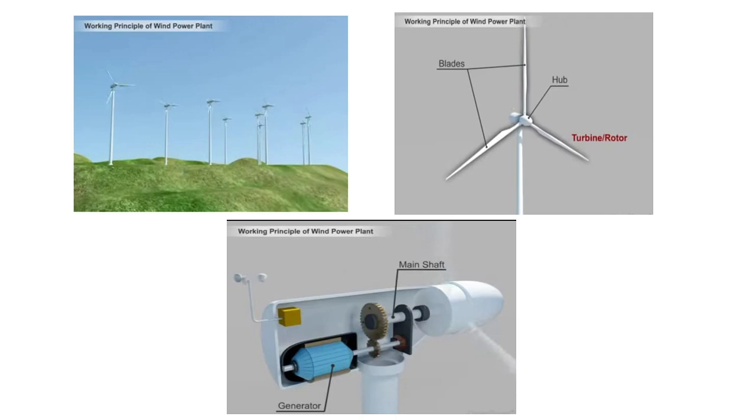Unlike fans, turbines use the wind and generate electricity. The hub and blades are called the turbine, also called the rotor. See the figure. Behind the turbine, there is an engine house called the nacelle. See the figure.